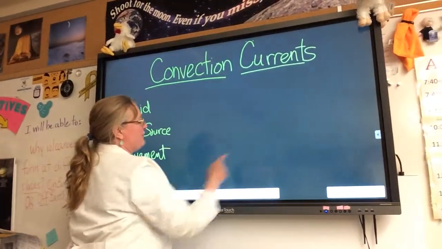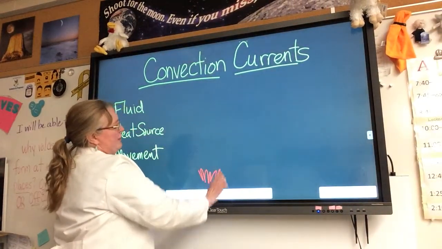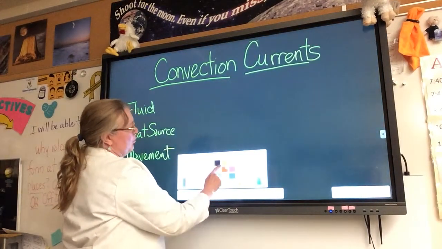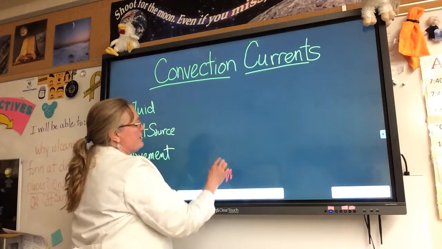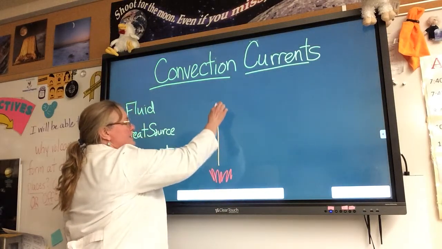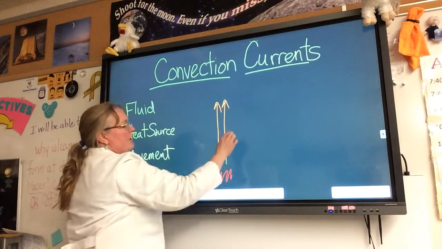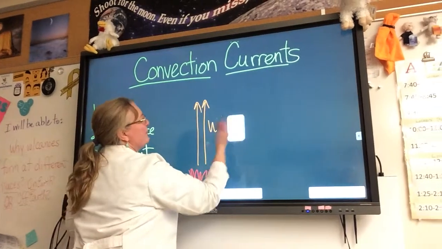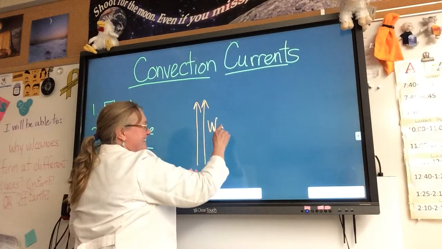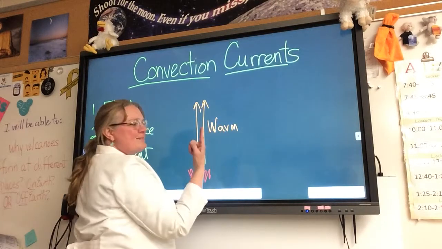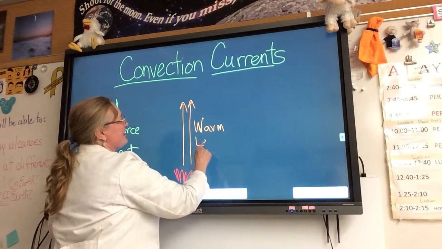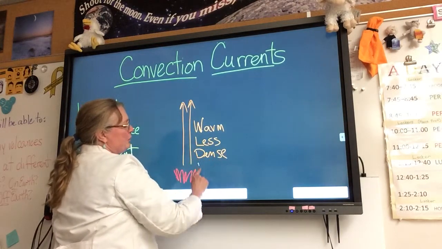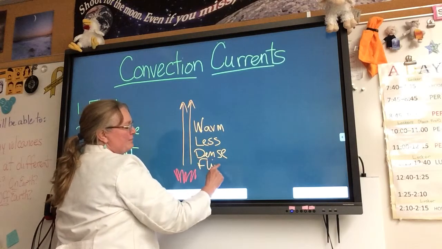I think we need a heat source first. So let's add some flames here. That looks good. And now we need to warm them up. So they're going to move upwards, away from the heat source. And the warm, less dense fluids rise.